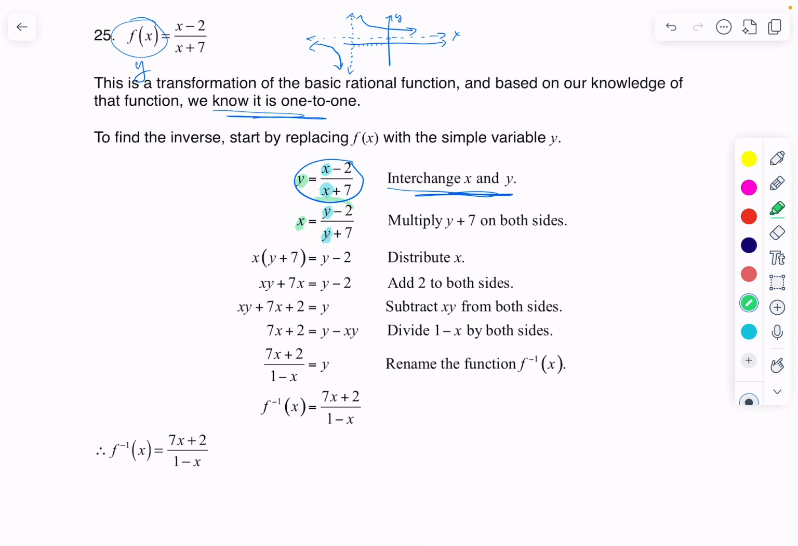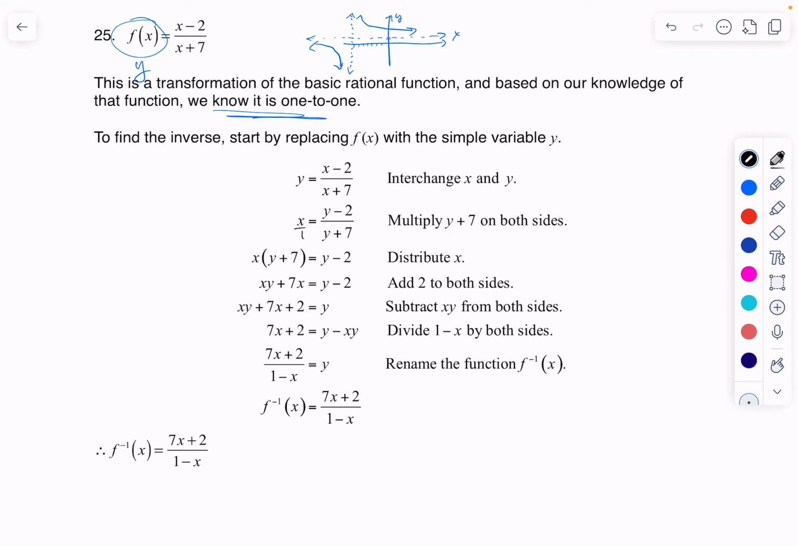Once you've interchanged x and y, the next thing is to solve for your new y. And it can be a little funky because we have y in a numerator and denominator. So I'm going to delete all of my work right now. And for this kind of problem, I'm going to cross multiply. We typically do that when we have rational functions and we need to find the inverse.